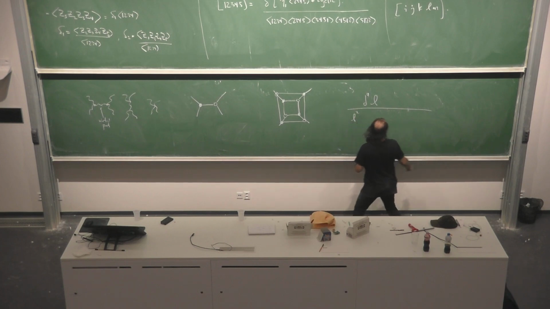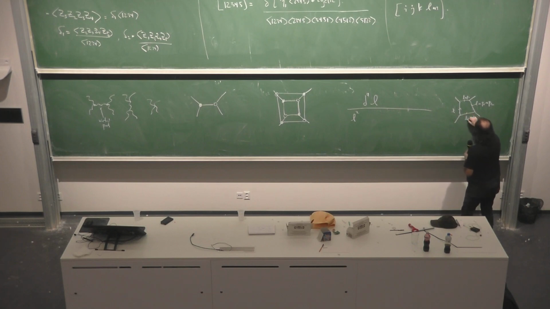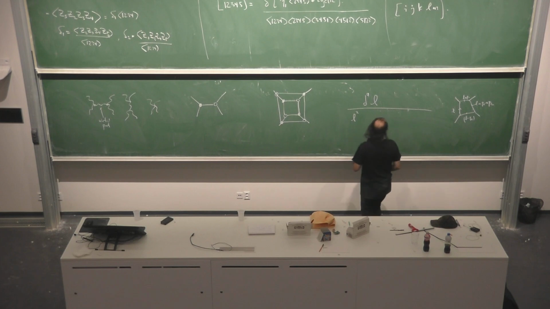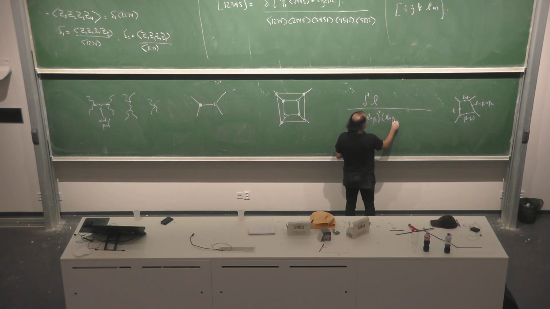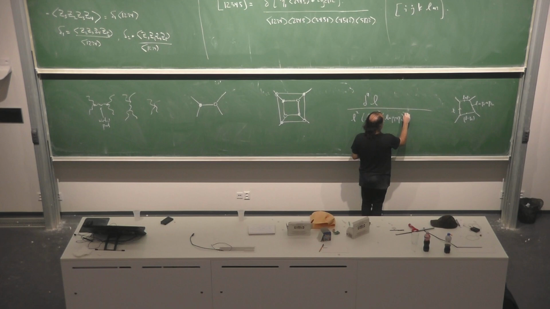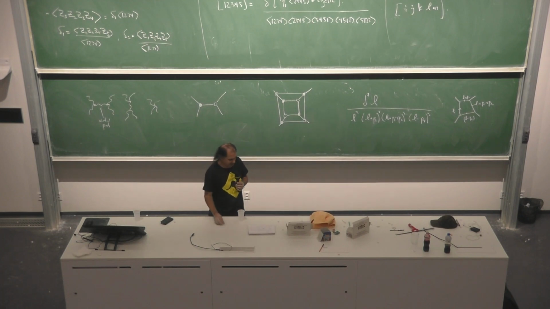So let's look at the most basic case, just the box diagram, massless. So I have L, L plus P1, L plus P1 plus P2, L minus P4. And you write this as, what am I doing? I'm integrating d^4L over L squared, (L plus P1) squared, (L plus P1 plus P2) squared, (L minus P4) squared. So that's the form. That's the loop integrand. That is the form.